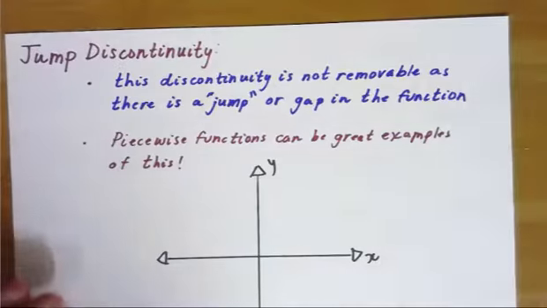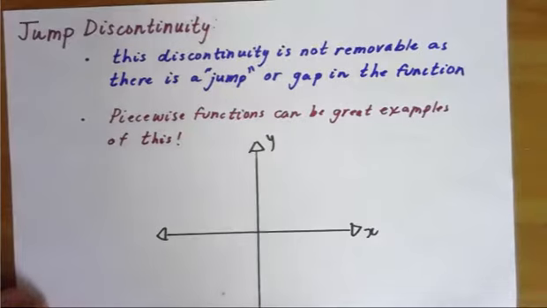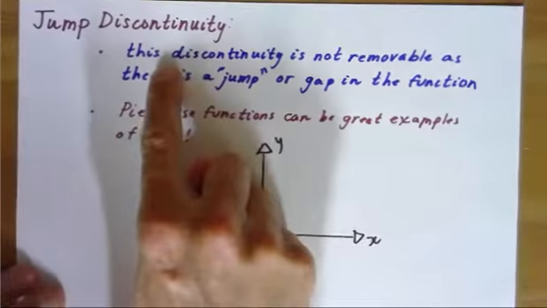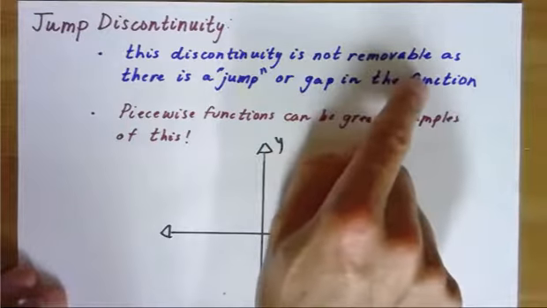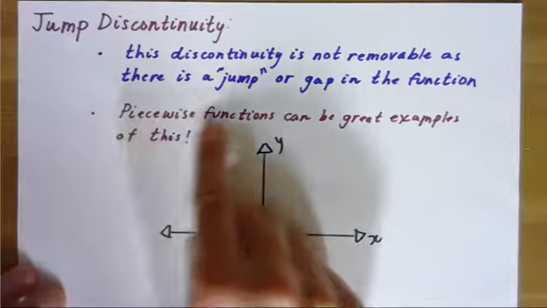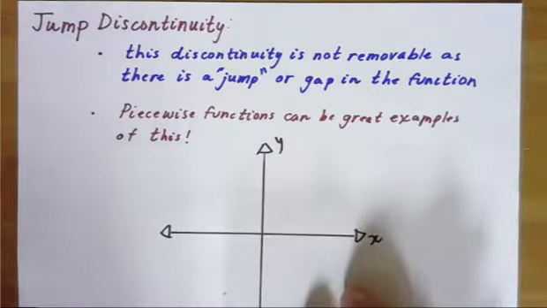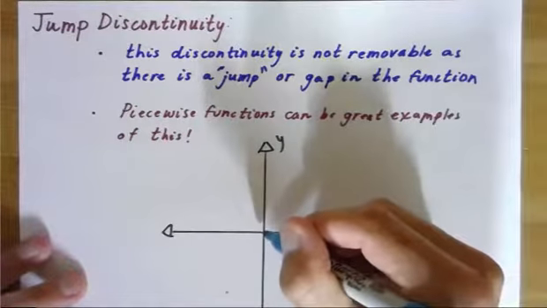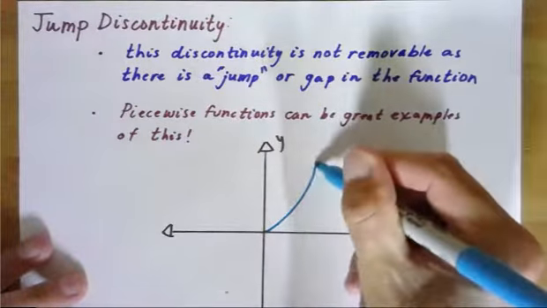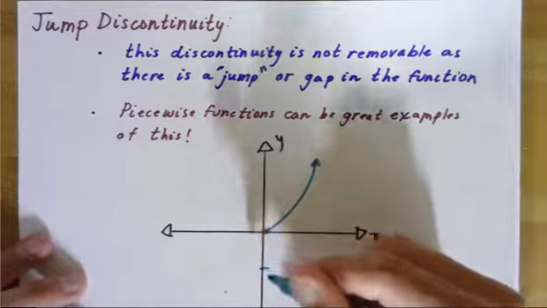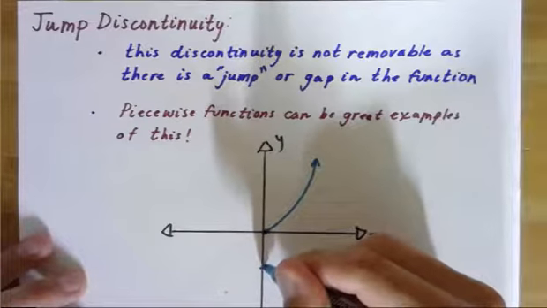Now this one is called jump discontinuity. Now this is not removable. This discontinuity is not removable because there's a jump or a gap in the graph. A lot of piecewise functions can be great examples of this. For example, if I have a piece of my function going like this, maybe it's a parabola here, and then down here it jumps to an open circle.